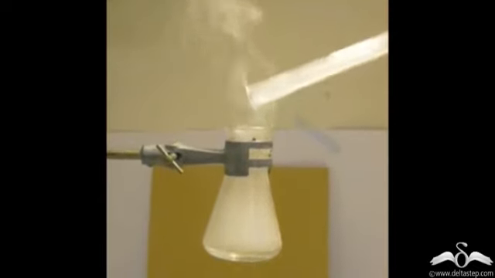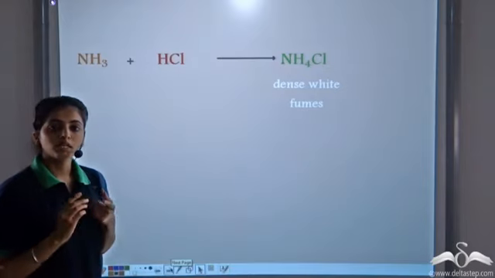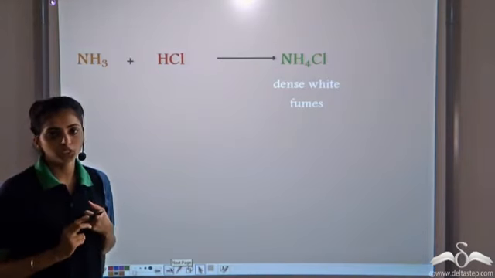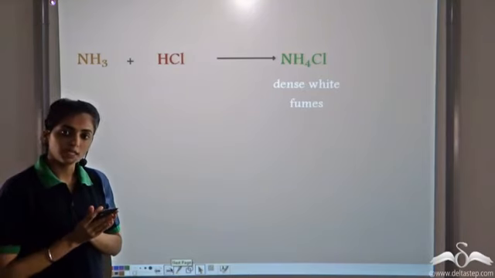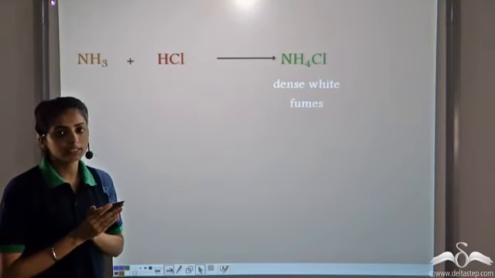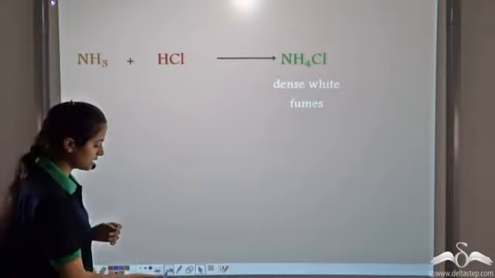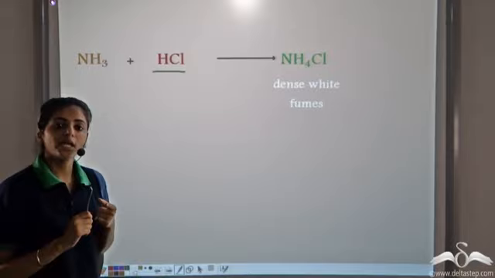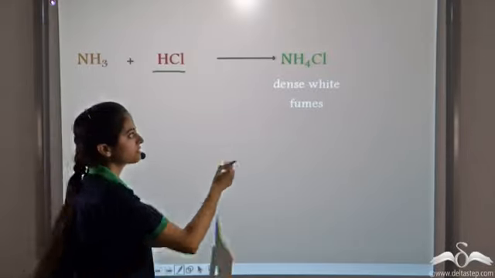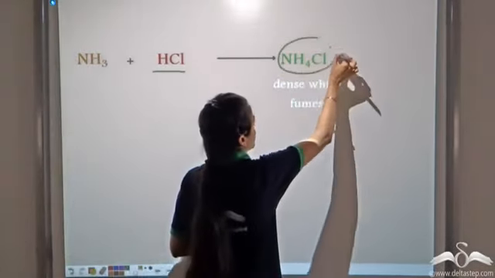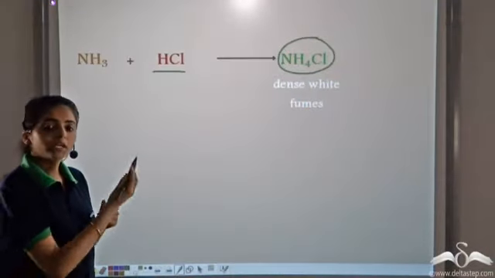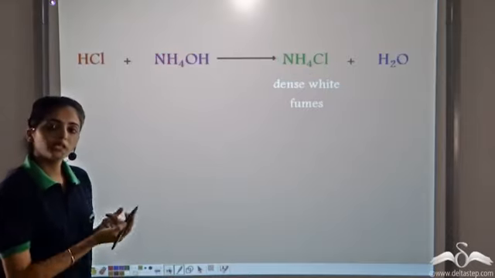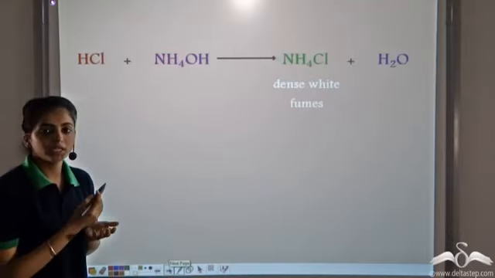The reaction taking place in this case is ammonia reacts with HCl to form dense white fumes of ammonium chloride. So if we have a colorless liquid and we have to check whether it is HCl or not, that colorless liquid is made to react with ammonia. If we get dense white fumes, that is, the dense white fumes of ammonium chloride, it verifies the presence of HCl. In this reaction, we can also use ammonium hydroxide in place of ammonia.